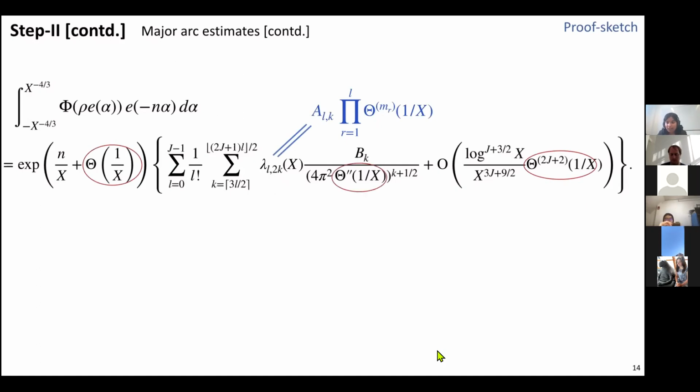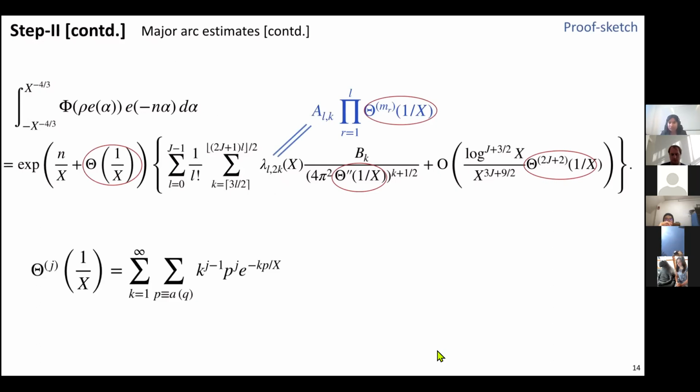So if I can find asymptotics, or if I can estimate these auxiliary functions, then I will have a main term. So now the next goal is to find the asymptotic for these higher derivatives of theta. Once I do that, then I will have the nice formula, at least for this integral. I still haven't touched the minor arc or the red integral yet. I'm still talking about the subinterval around the origin.